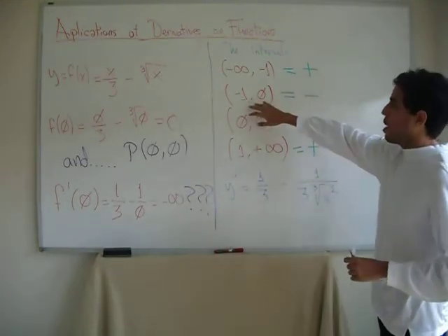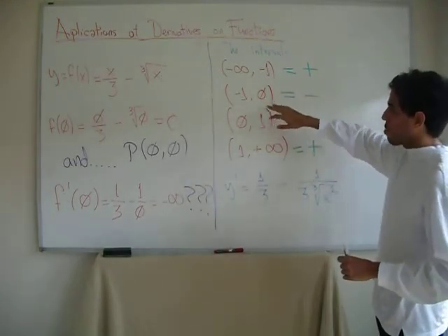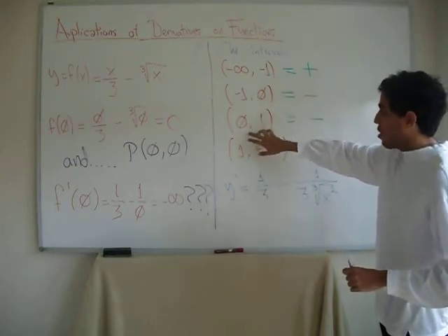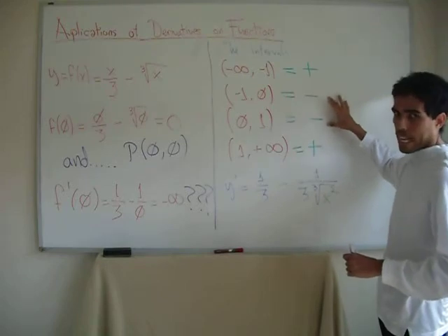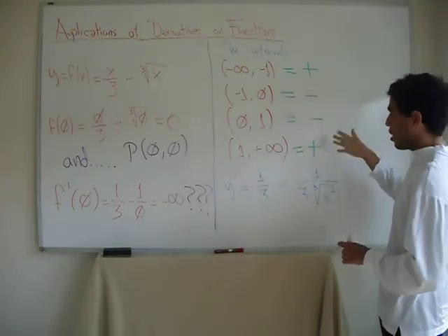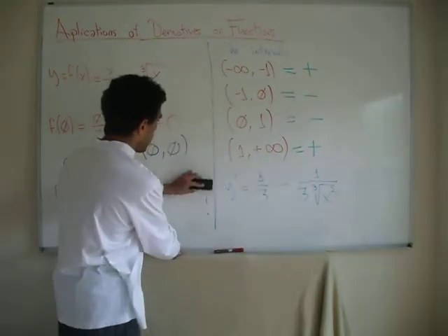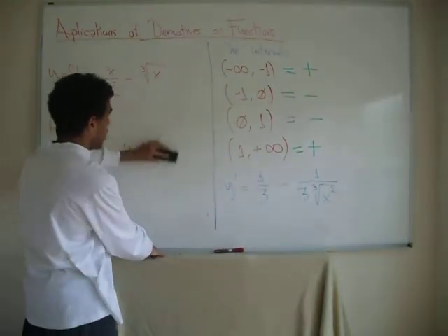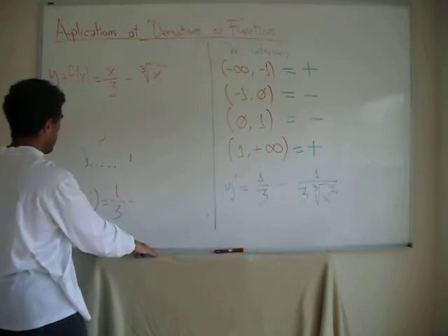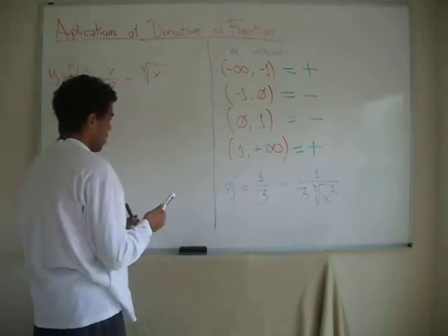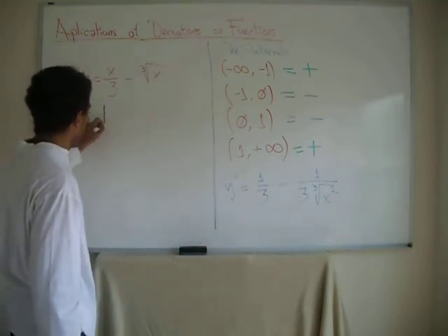Because as you may have seen, the intervals minus 1, 0 and 0, 1 both came out as negative. That meant that the function decreased in that area, okay? So if we do a quick sketch, again, a sketch, not a graph of the function, just an idea to get a feeling of what the function looks like.